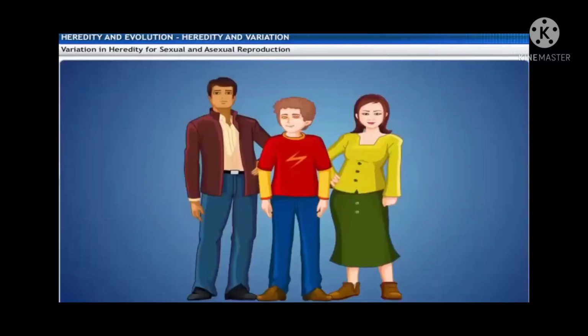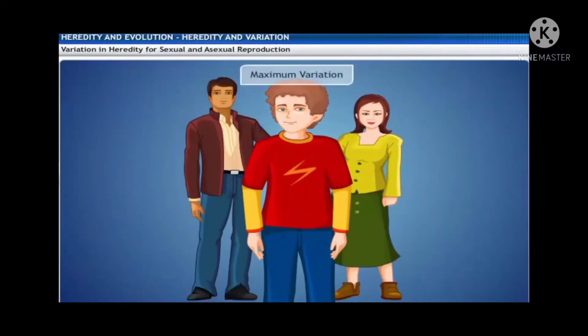Now things change slightly in the case of sexual reproduction. Maximum variation is produced by this process, as can be seen in the case of human beings.